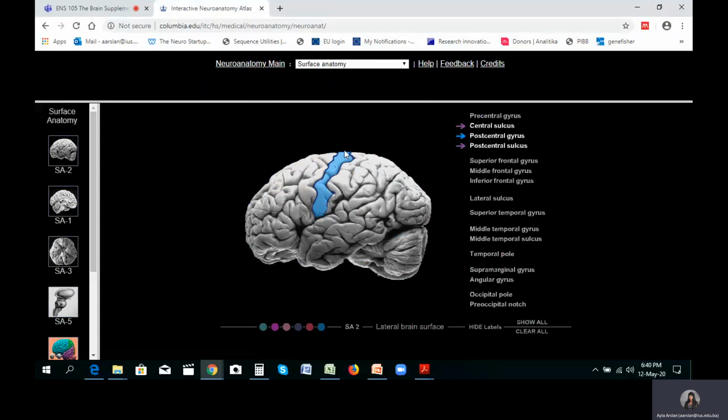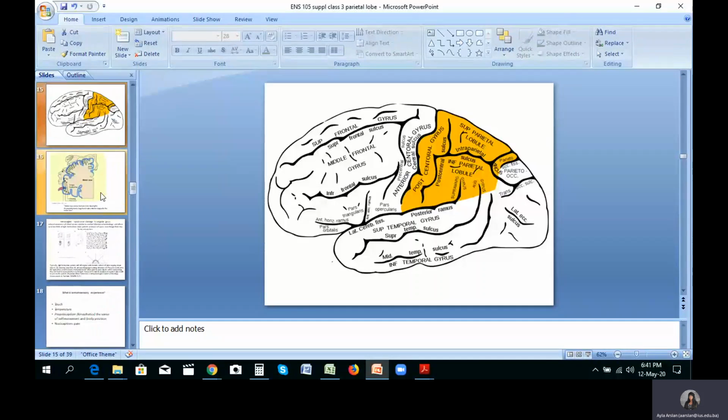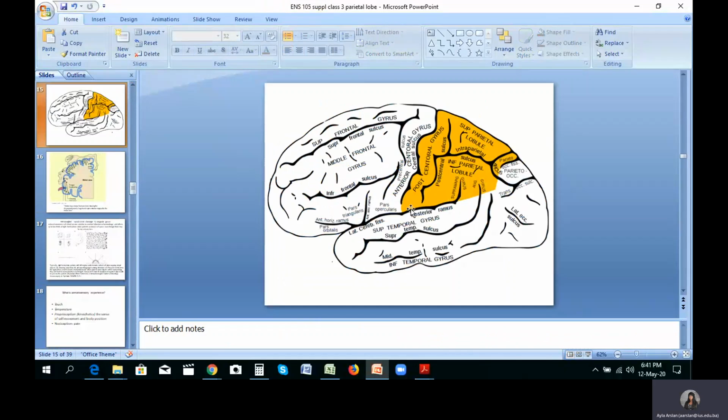That touch can be just straightforward touch, but also the sensation of temperature on the skin, nociception, which is the pain on the skin, or proprioception, which is the sense of self-movement and body position. All these senses are described as somatosensation. That is represented and processed in the postcentral gyrus here.